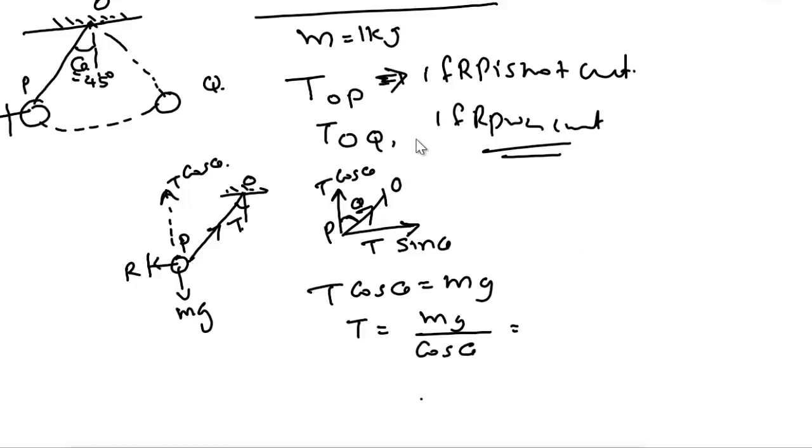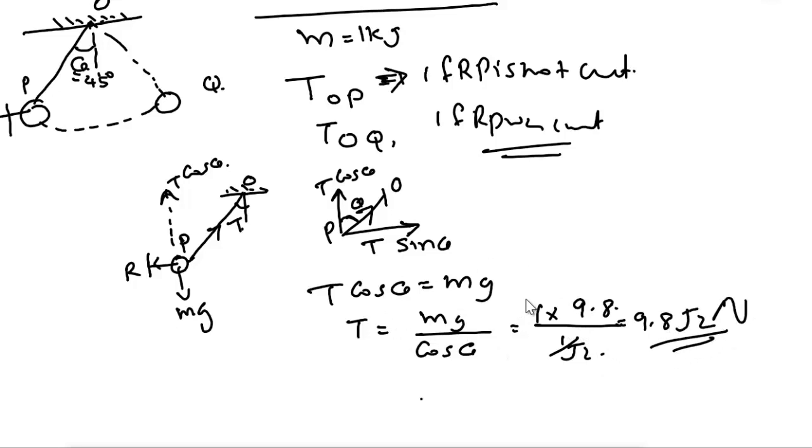M value is given as 1 kilogram. 1 into 9.8 or 10 you can write it. Cos theta is 45 degree. It is given, right? Cos 45 is 1 by root 2. So 9.8 root 2 or 10 root 2 Newton. This will be the tension acting on it.